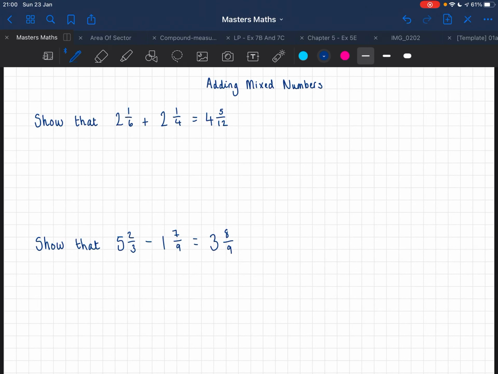Hi girls. Okay, so so far we've done adding and subtracting fractions. You looked at changing between improper and mixed numbers on Friday with Dr. Frost. Today we're putting those two things together and adding and subtracting mixed numbers. I'm going to go through it the same way that an exam question would look.